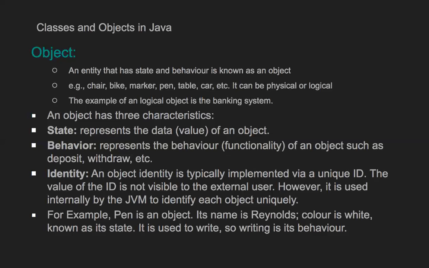So what is the identity? An object's identity is typically implemented via a unique ID. The value of the ID is not visible to the external user. However, it is used internally by the JVM to identify each object uniquely. So there is an identity for an object.